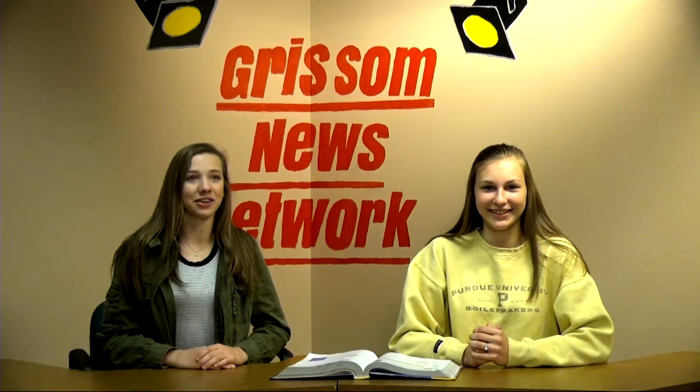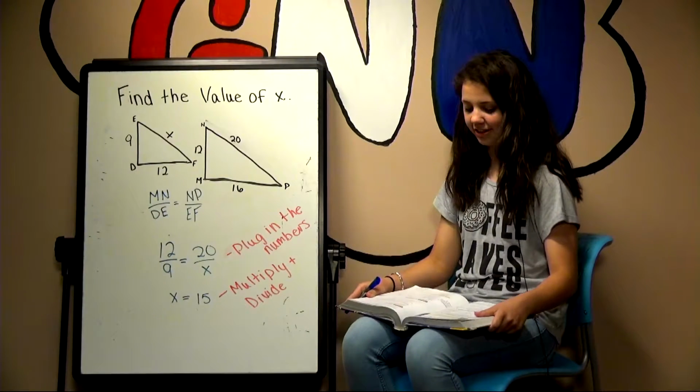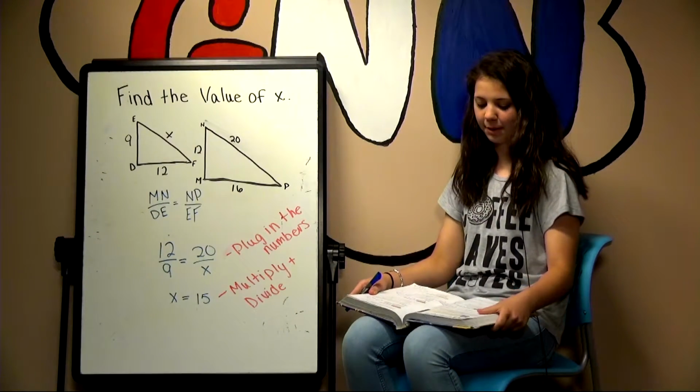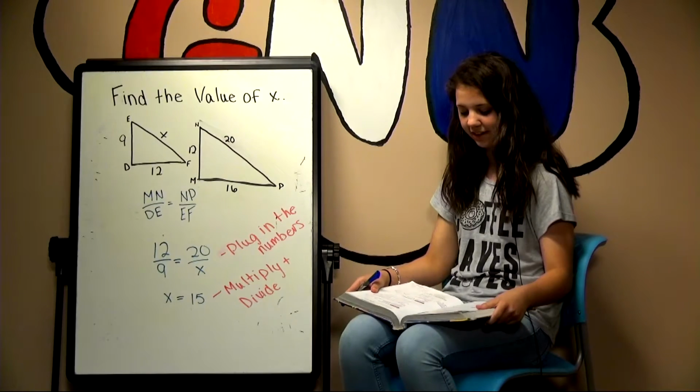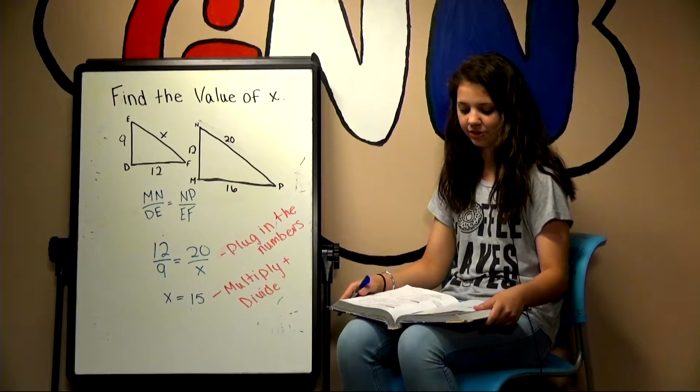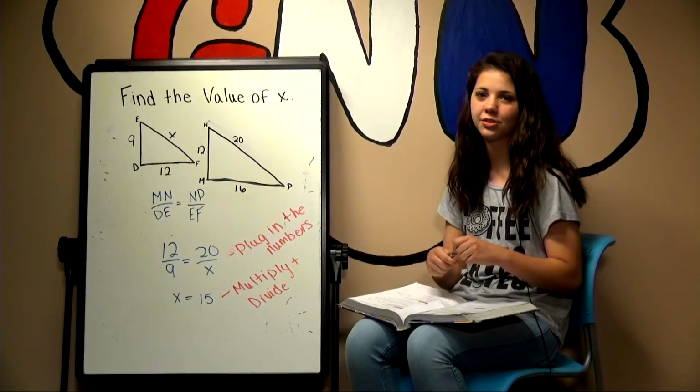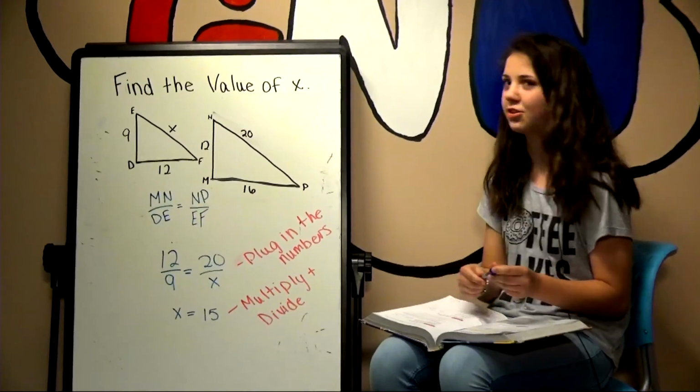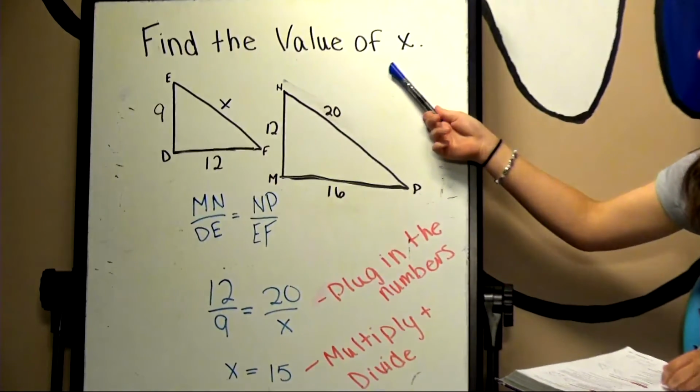Thanks, Addie. Let's go over to Cameron for a quick lesson on section 3. Section 6.3 is about similar polygons, and all you need to know is that similar polygons are two polygons that have corresponding angles and corresponding sides. So let's do this problem. Find the value of x.